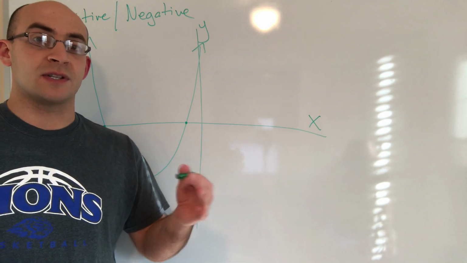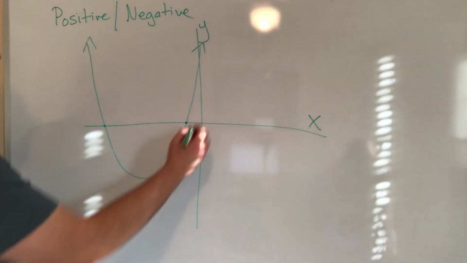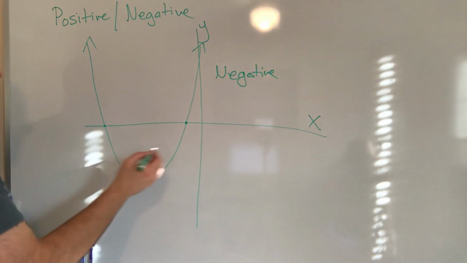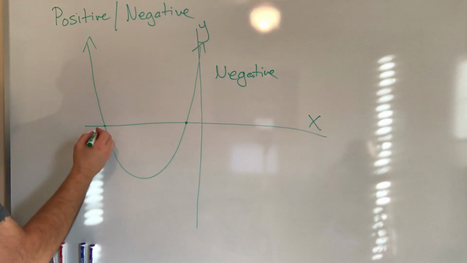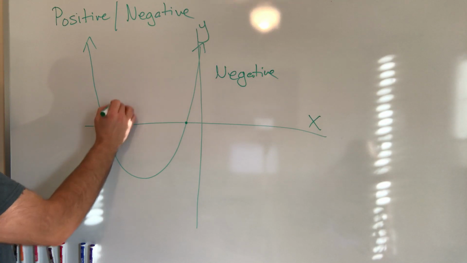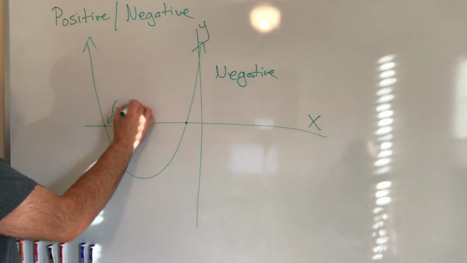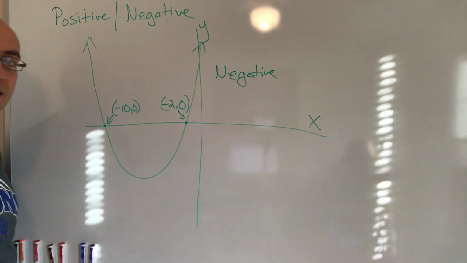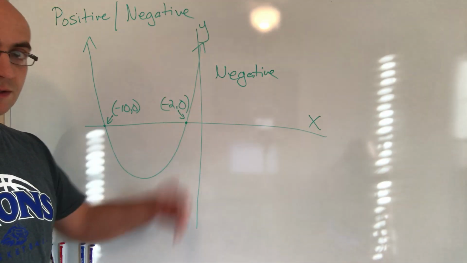So let's use negative first, because negative is a little bit easier. So, negative. Well, it starts being negative, and because I didn't give you values here, let's just make some up. So let's say that that right there, that point is the point negative 10, 0. And let's say that that one is negative 2, 0. Okay? That would make sense, because that would look accurate based on this graph.